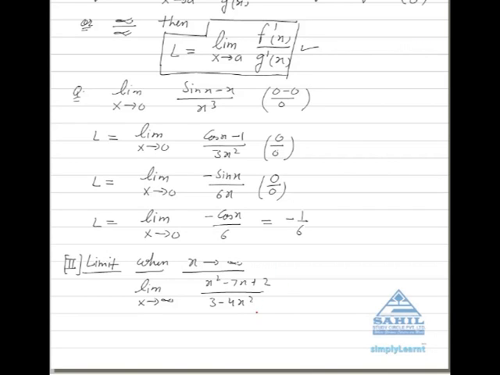So what I can do is take common x² from both the numerator and denominator. So it will be limit x tending towards infinity, x² times (1 − 7/x + 2/x²) whole upon x² times (3/x² − 4). x² and x² will be cancelled out. If you apply the limit now, your answer will be −1/4.